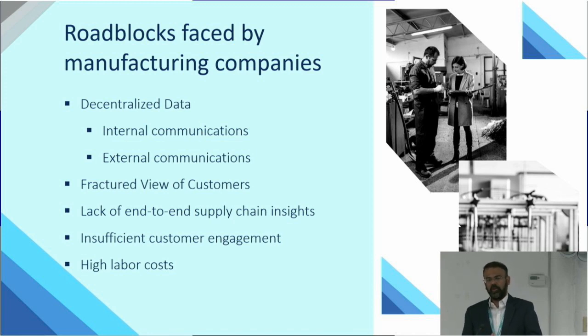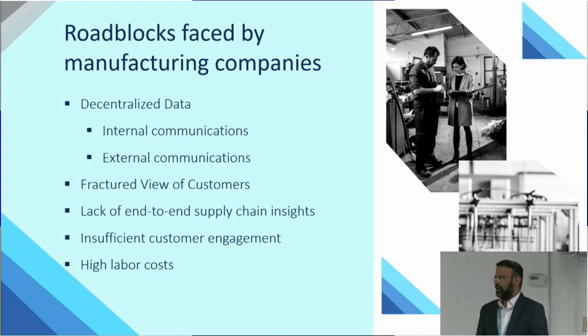So the problem with this is you have data which is decentralized into different systems. You have your customers in your CRM, which are not the same in your accounting system, and your manufacturing orders are not related to your sales orders. So you cannot keep track of when you're going to deliver to your customers. Right? So this is very typical we see of manufacturing companies.